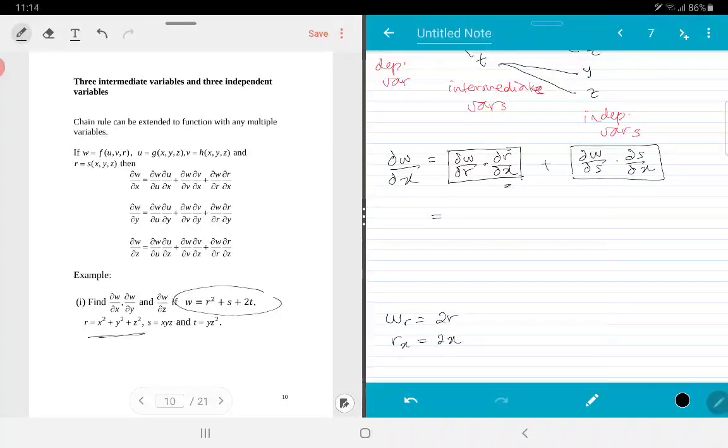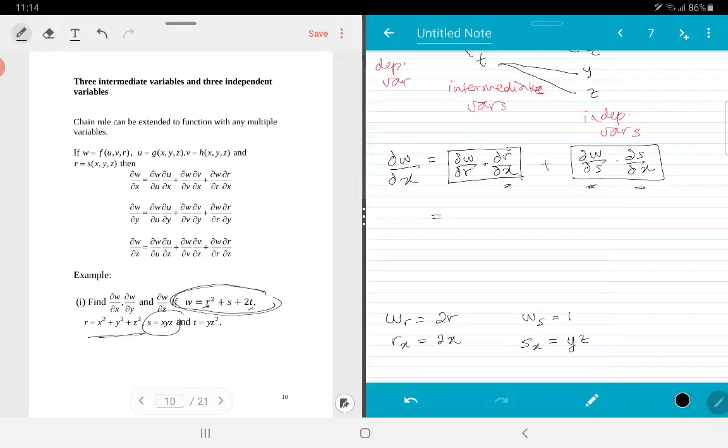And we also need partial w, partial s. Okay, so back to w, differentiate w with respect to s, so we consider r and t as constant, so that would be 0, 0, so we only have 1. And we also need partial s, partial x, so this is s, differentiate s with respect to x, we get yz. Okay. All right, so now we're going to put everything together.